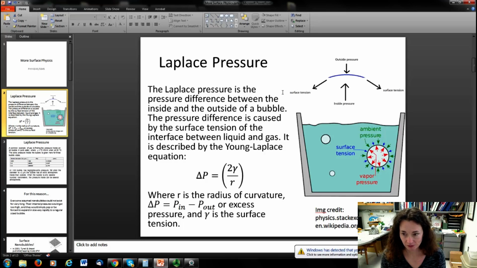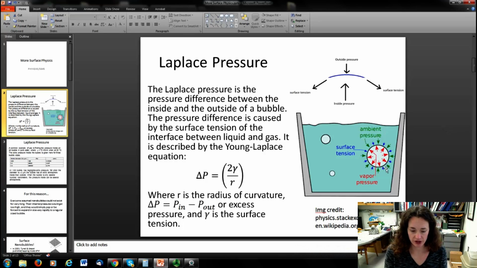of your bubble. What I mean by excess pressure is, of course, you have the vapor pressure of the air inside of the bubble, pushing outwards on the bubble. And then you have the ambient pressure, say 1 atmosphere or whatever it happens to be, pushing in on the bubble. And then you have the surface tension, which is creating a force that acts inwards. That one is indicated here with the little blue arrows. So that's your excess pressure, or your Laplace pressure.